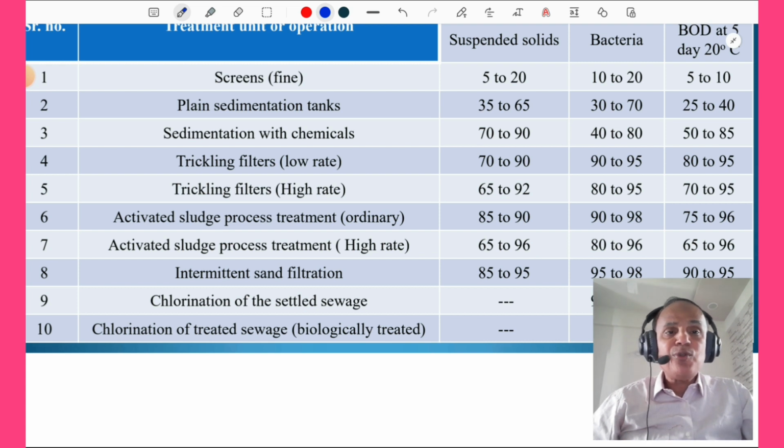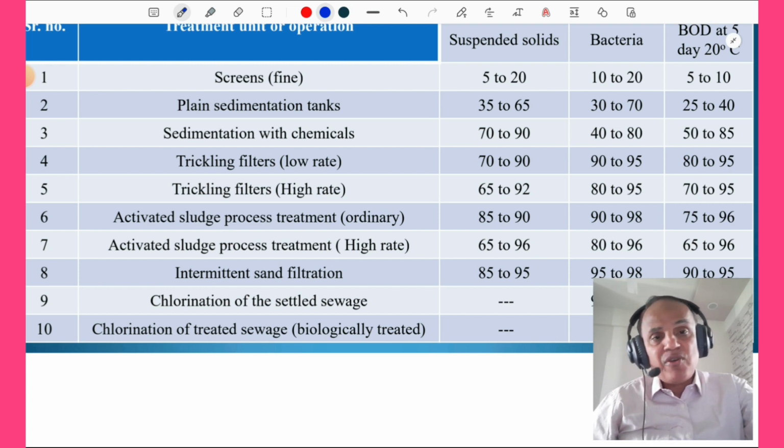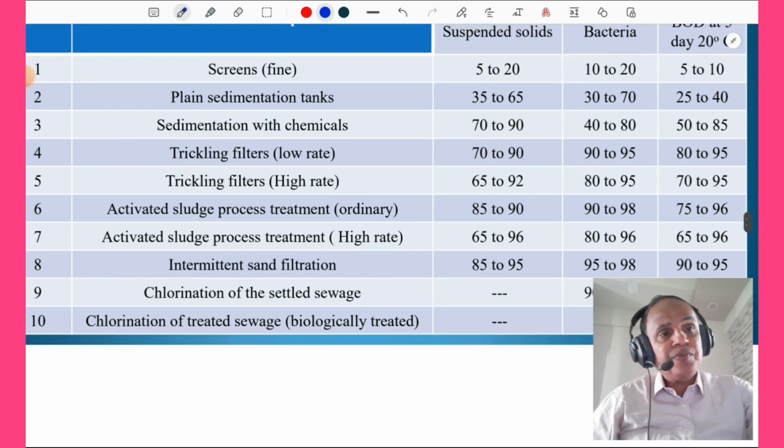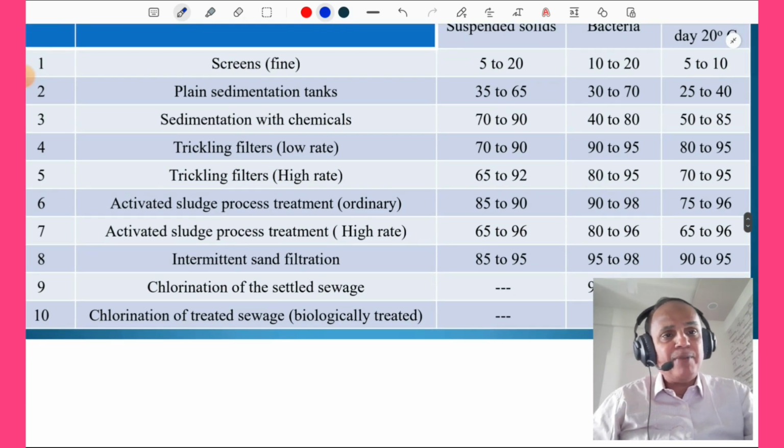Activated sludge process. We are going to discuss this process in a later part of our lectures, and it also contains ordinary and high rate activated sludge processes, termed ASP. For ordinary ASP, 85 to 90% is the suspended solid removal. Bacterial removal is 90 to 98%, and BOD removal is 75 to 96%. And for the high rate activated sludge process, it is 65 to 96, 80 to 96, and 65 to 96 as the removal percentages of the suspended solids, bacteria as well as BOD.